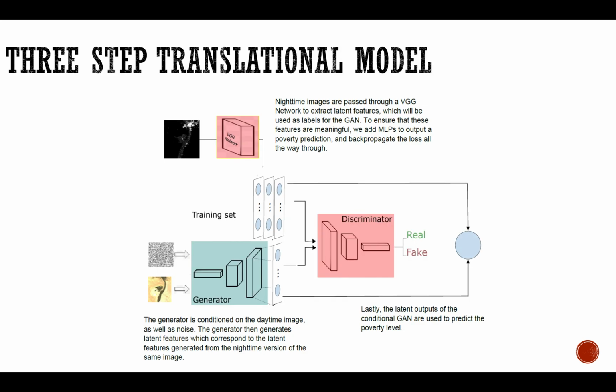Next, we moved on to a slightly more complicated model. We call it a 3-step translation model, where the heart of the model was again conditioned on the daytime image. From the daytime image, it generated the nighttime embedding of that image, and then uses that nighttime embedding to predict the poverty level.